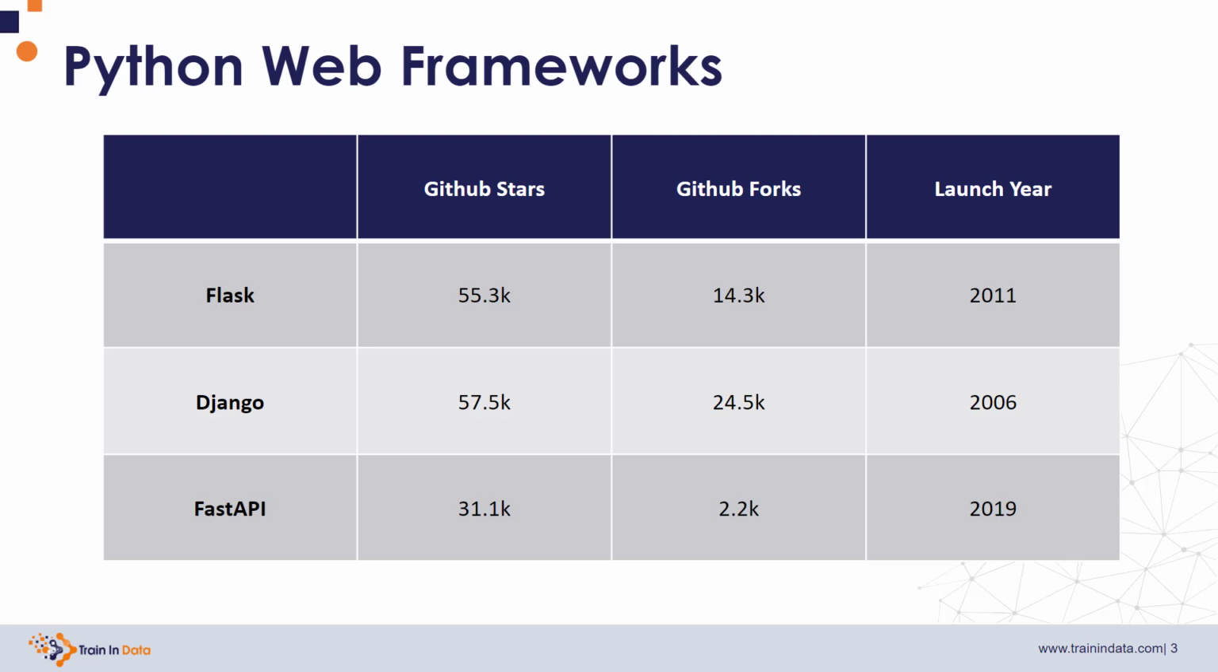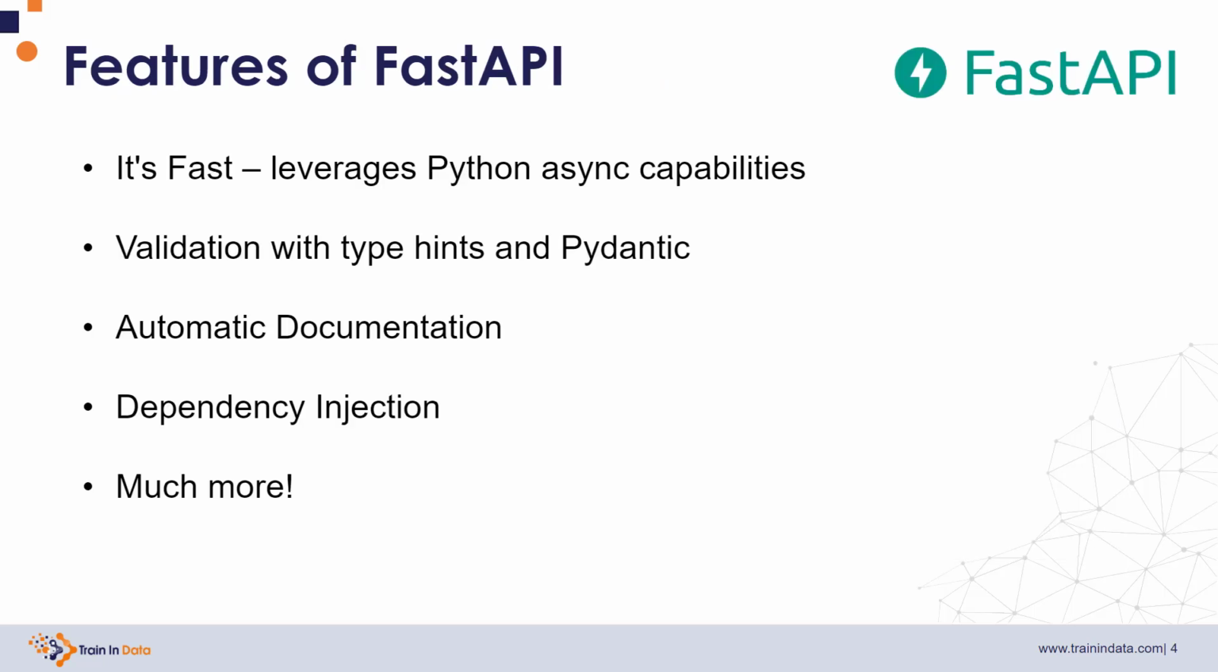FastAPI is much newer, as you can see from the table here, but it's rapidly gaining momentum, and there are very good reasons for this. So the key features of FastAPI. First of all, it's fast because it leverages Python's async I/O capabilities. So the async I/O module was introduced in Python 3.4 and was one of the biggest changes to the Python language in its history. And I'll provide further reading in the lecture notes if you're interested in learning more about that. But what it means for our purposes here is that we can get very significant performance out of FastAPI, comparable to what we'd get with Node.js or Golang.